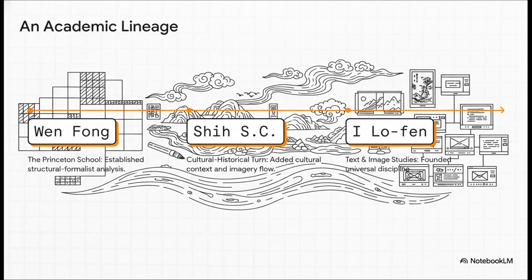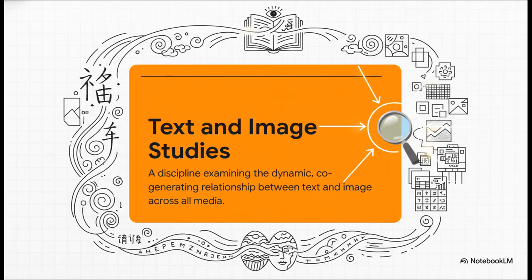And then Shi Shouqian taught Ailofen, who would take the next truly revolutionary step. Ailofen went and founded a whole new discipline, text and image studies. And the crucial insight, the real game changer, is this. It's not just about how a poem describes a painting or how a picture illustrates a story. No. It's about how text and image are equal partners that actually create meaning together. They don't just reflect each other. They generate a new reality that couldn't exist if you only had one or the other.